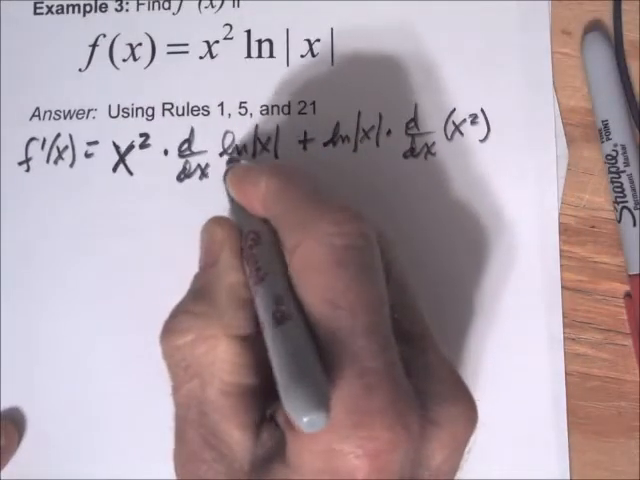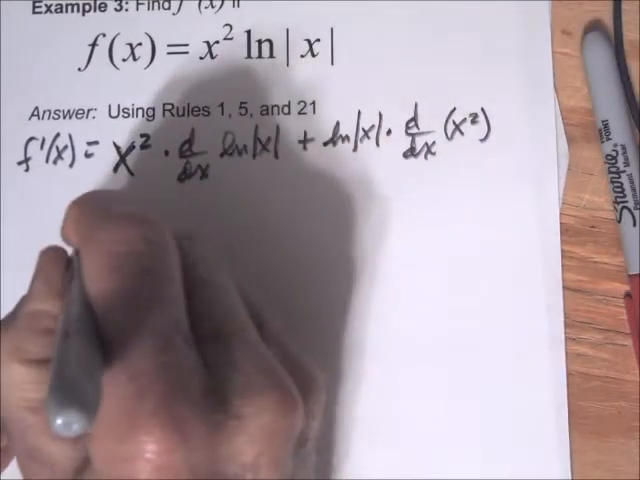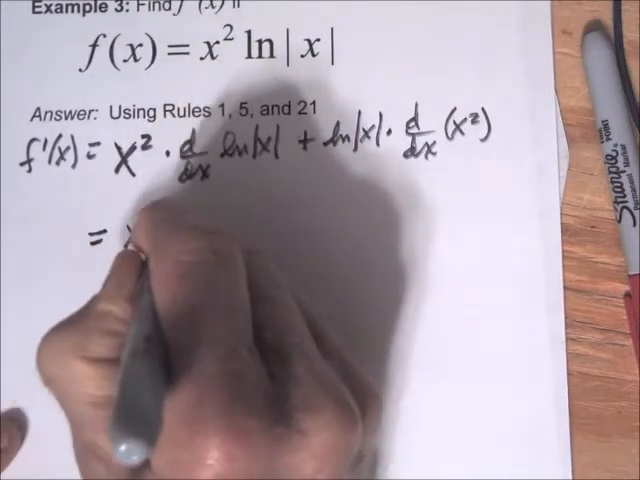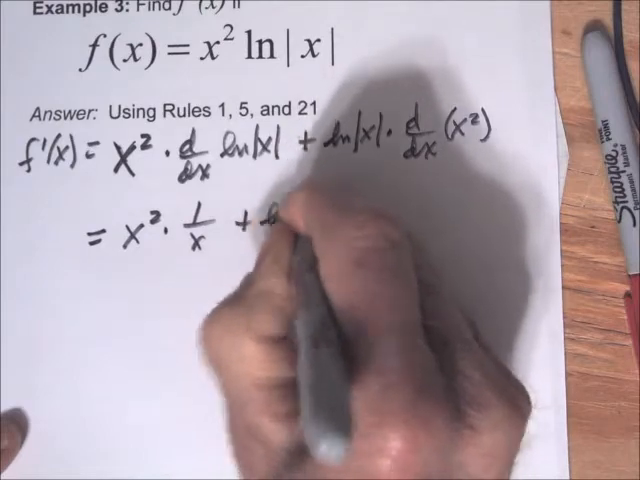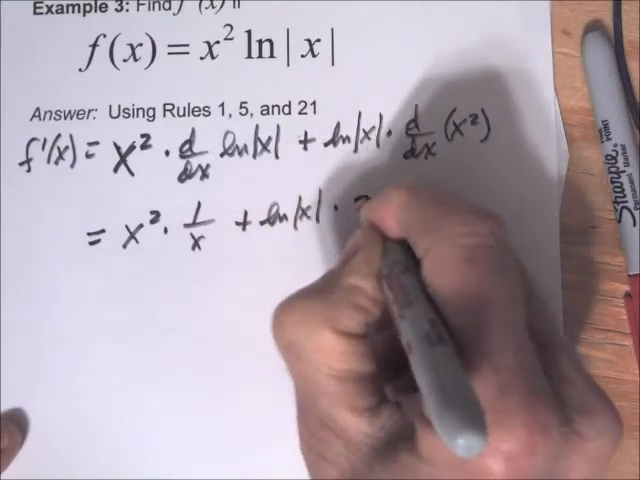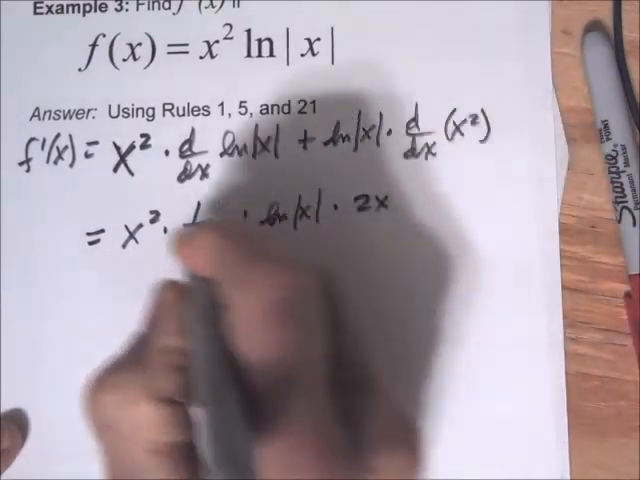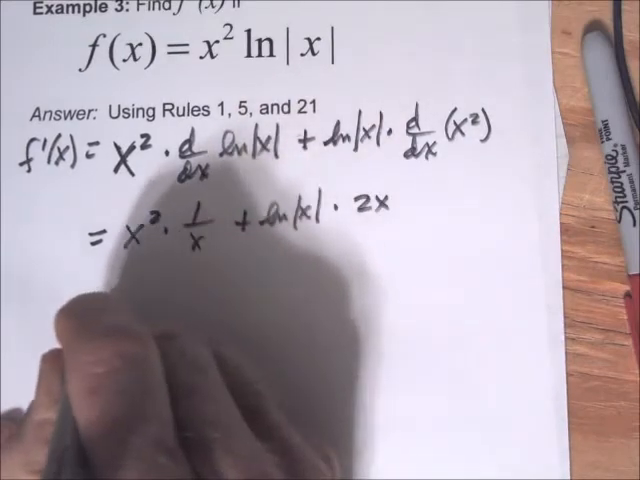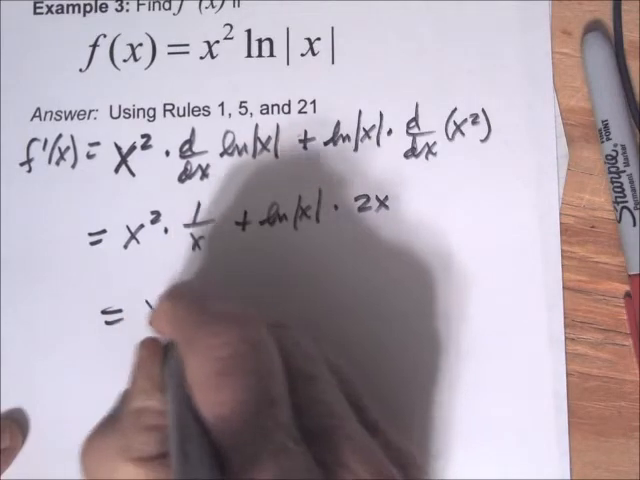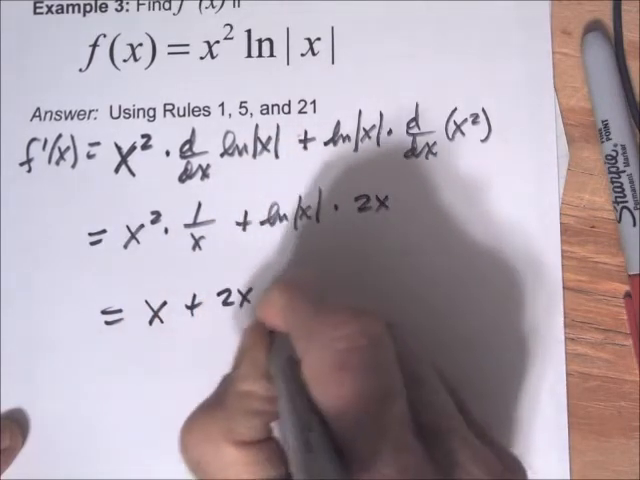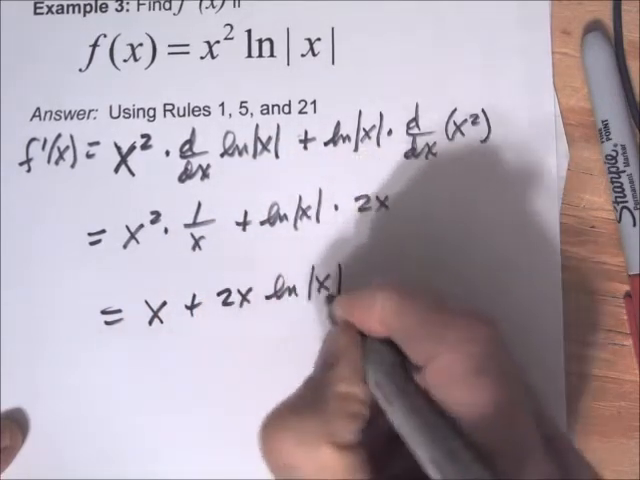And the derivative of ln absolute value of x is 1 over x. So this is going to be x squared times 1 over x plus ln absolute value of x times 2x. So the x squared divided by x is x, and this x I like to put in front, so we'll have x plus 2x ln absolute value of x.